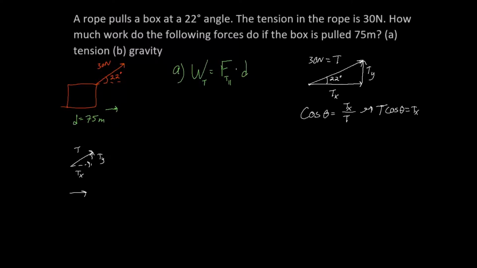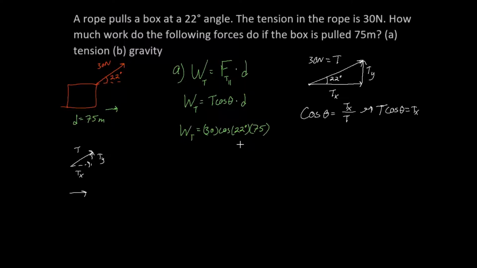So I'm going to go ahead and plug that in over here and say that the work that the tension does is equal to that tensional force times the cosine of theta times my displacement. So let's go ahead and plug in these numbers for it. We've got the work due to tension is equal to 30 newtons times the cosine of our angle, which is 22 degrees, times the displacement, which we said was 75 meters.